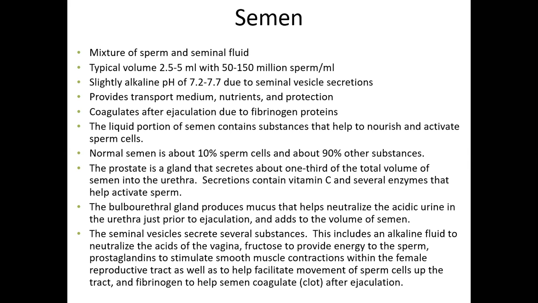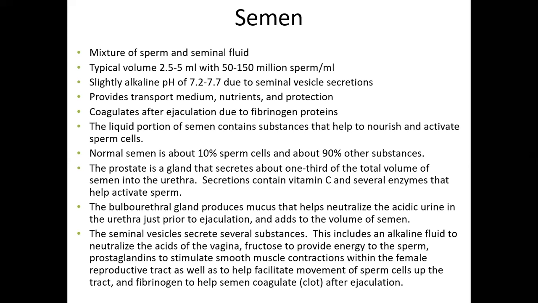Semen provides transport medium, nutrients, and protection for the sperm. It coagulates or clots after ejaculation due to fibrinogen proteins. Remember, fibrinogen, back when we talked about blood, is what caused our blood to clot. Well, fibrinogen found in semen helps cause it to clot. The liquid portion of semen contains substances that help nourish and activate sperm cells. Normal semen is about 10% sperm and about 90% other stuff, which comes from the prostate, which secretes about a third of the volume of semen into the urethra.